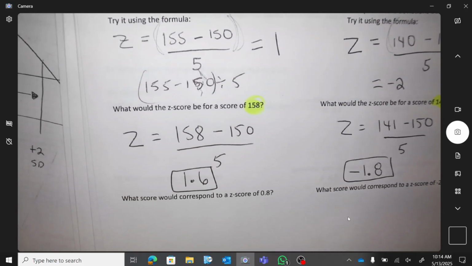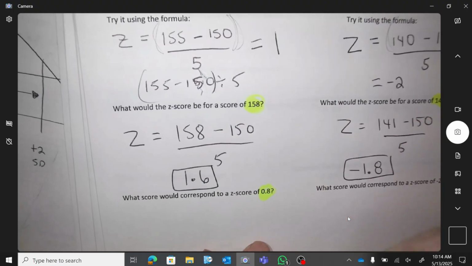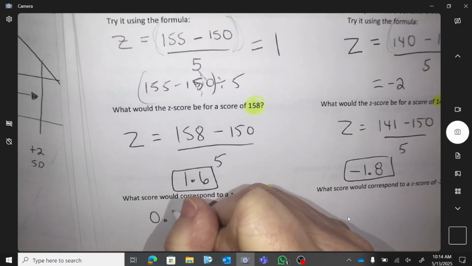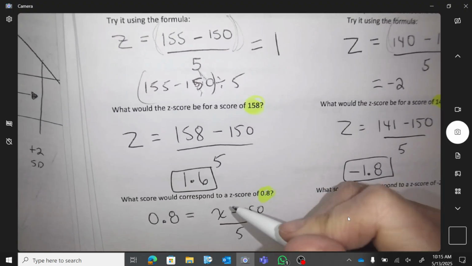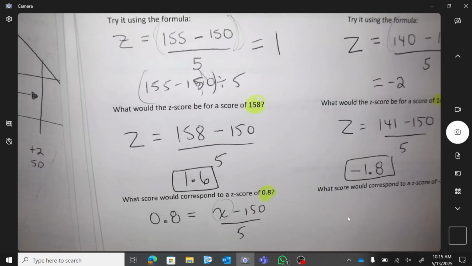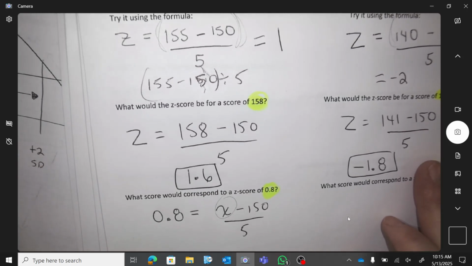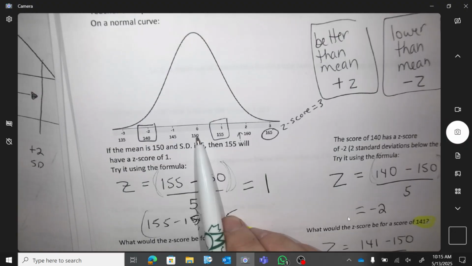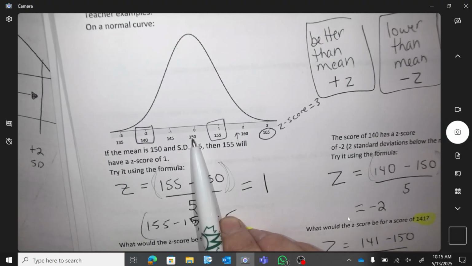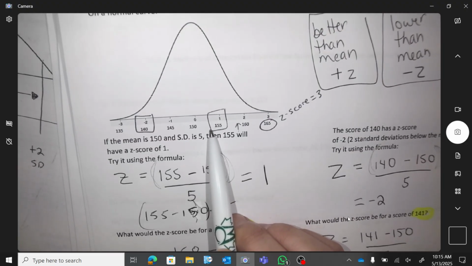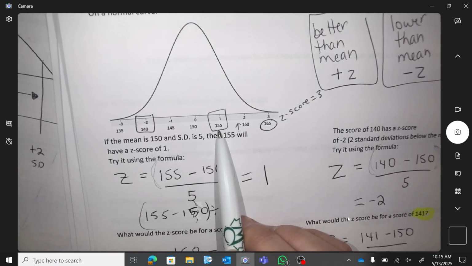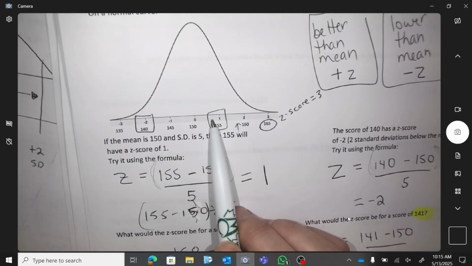Yeah. Okay, now we're going to reverse it. I'm going to give you the z-score, and you have to figure out what the score is. So this time I gave you a z-score of 0.8. We're going to figure out what the actual score is that correlates to that position. Okay, can we make a guess? If your z-score is 0.8, I'm above the average about right here. Does that make sense? What do you think a guess is? 153, 154?